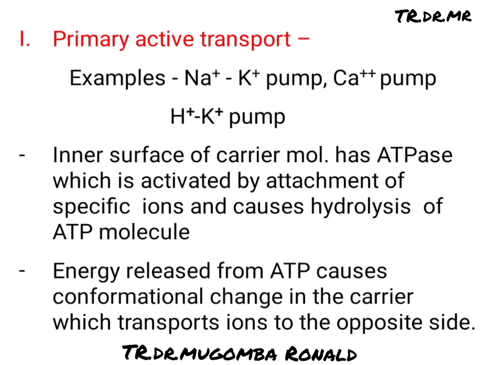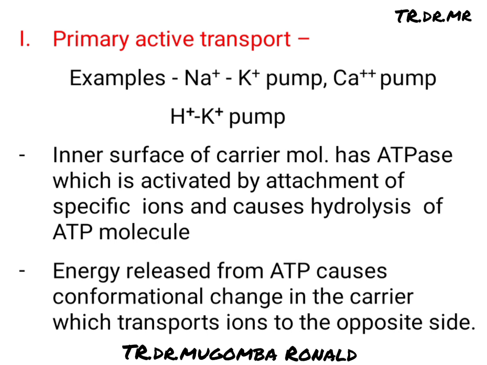When you look at primary active transport, we have examples like the sodium-potassium pump and the calcium pump. The sodium-potassium pump is found in almost all cells. The calcium pump is found in most cells, but is highly concentrated in the muscle cells. The proton-potassium pump is also found there.